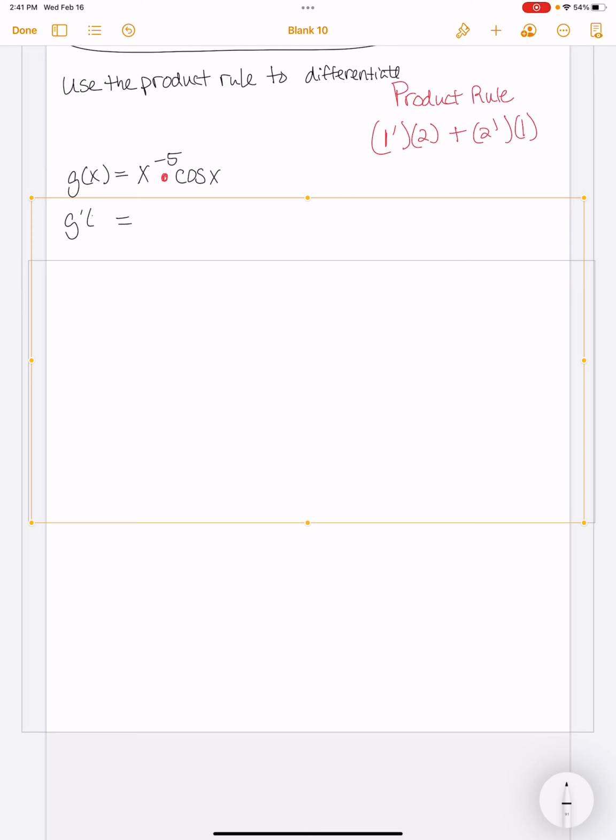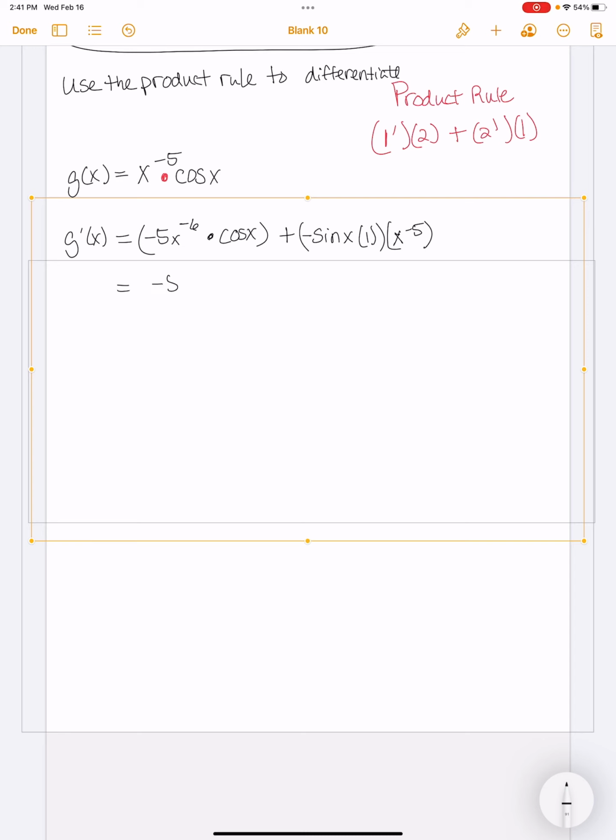All right, so we're going to go right into taking the derivative. We take the derivative of the first, which is negative 5x to the negative 5 minus 1, which is negative 6, times the second, just how it is, plus the derivative of the second. The derivative of cosine is negative sine, and then we would take the derivative of the angle, which is 1, times the first, just how it is. Now we need to put these together. So we have negative 5 x to the negative 6 cosine x minus sine x to the negative 5th.